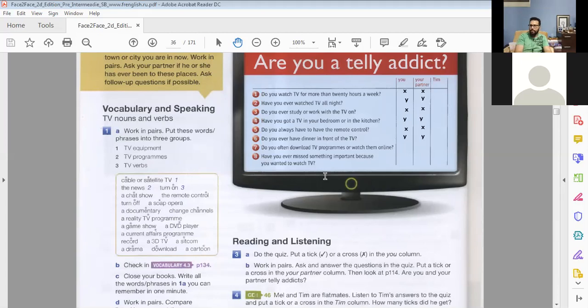Do you often download TV programs or watch them online? Yes. The same for me. I do this a lot, very much actually. Have you ever missed something important because you wanted to watch TV? Yes, maybe in Ramadan. I like to watch series on TV, and sometimes I forget a pan on a fire on a stove. So you once forgot the pan on the stove? What happened to the food? Did you burn all of it? Burn, yes, of course, but I have a lot of time to make a new one.